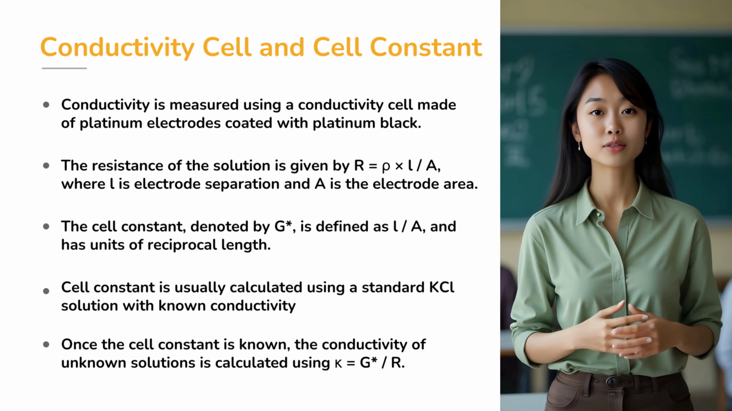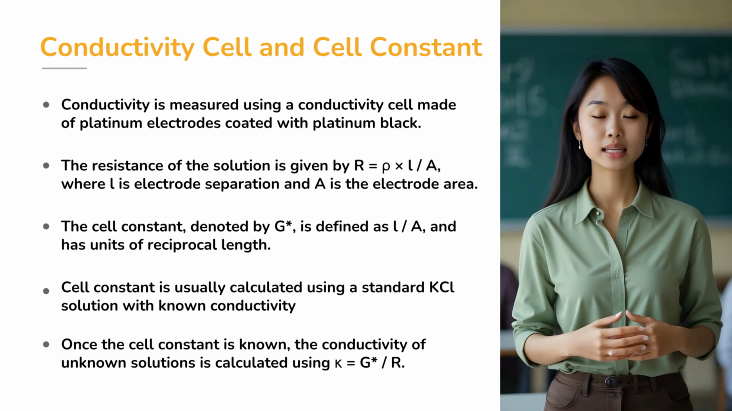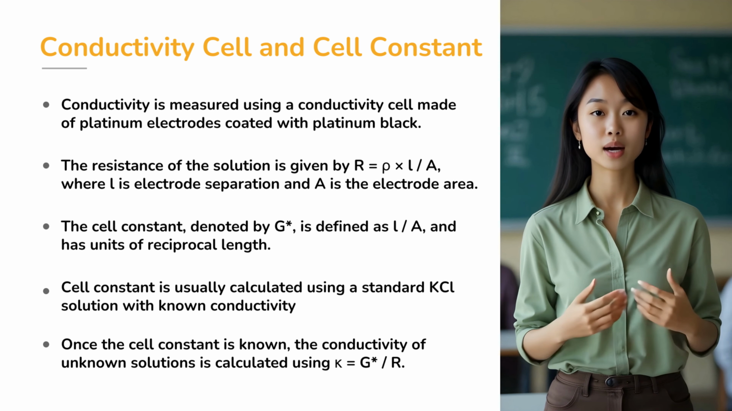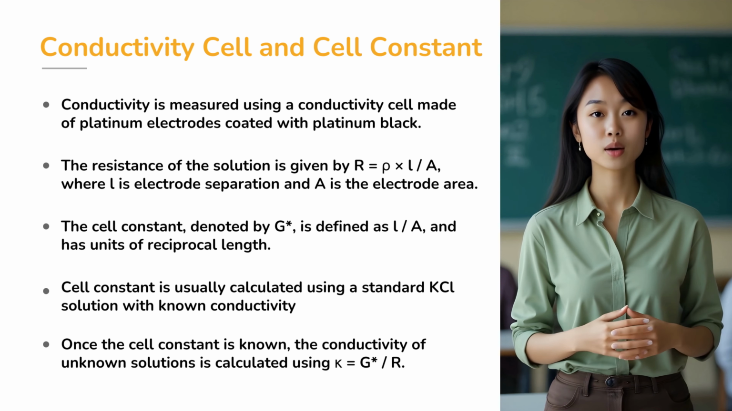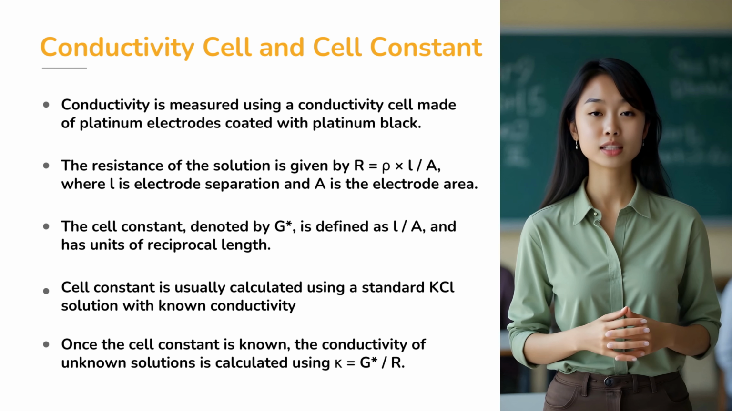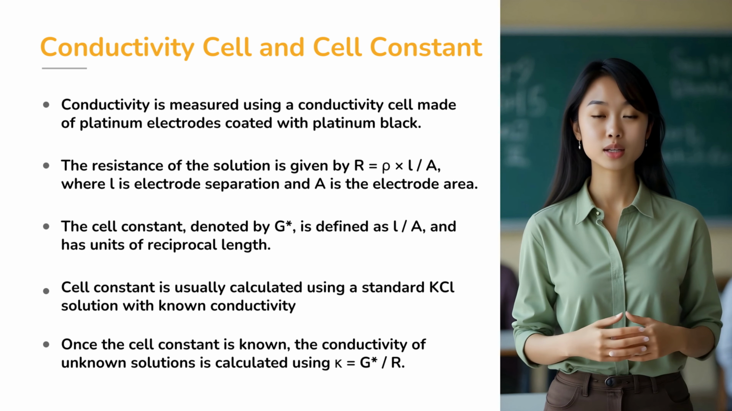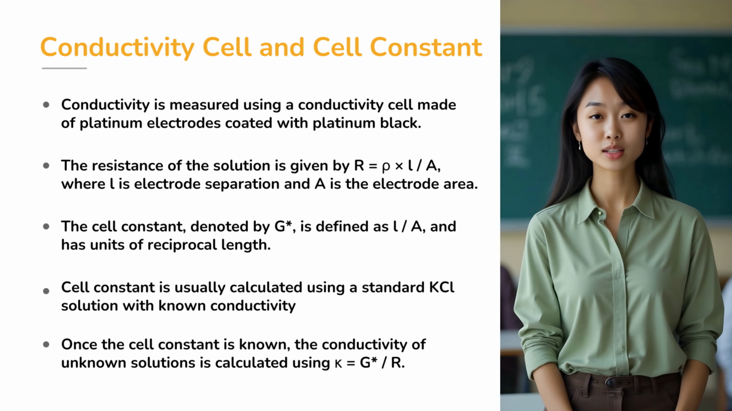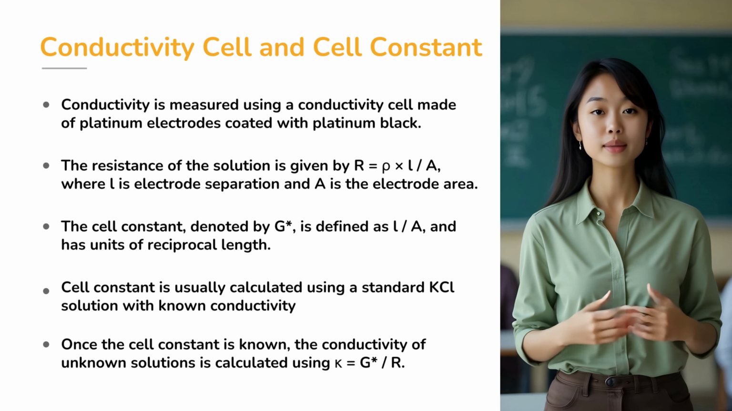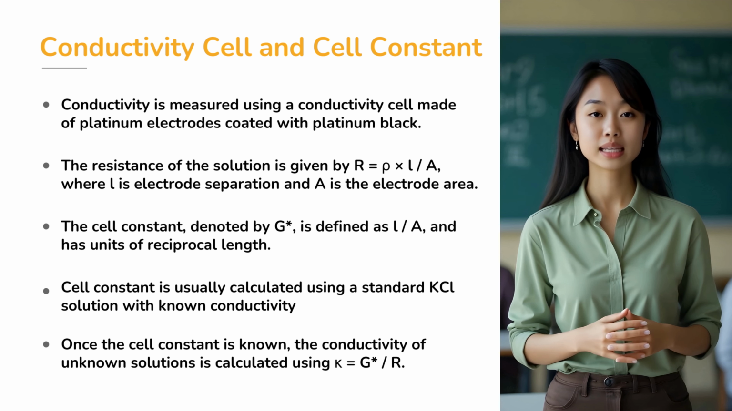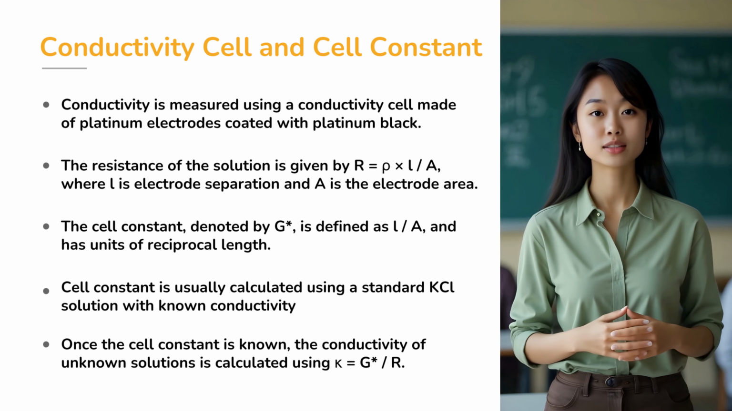But in practice, it's difficult to measure length and area precisely, so we define something called the cell constant. It is denoted by capital G with an asterisk and equals length divided by area. Its unit is per meter or per centimeter, depending on the measurement system. We usually determine the cell constant by measuring the resistance of a standard solution like potassium chloride, which has a known conductivity at a given temperature. Once the cell constant is known, the conductivity of any other solution can be calculated using the equation conductivity equals cell constant divided by resistance.